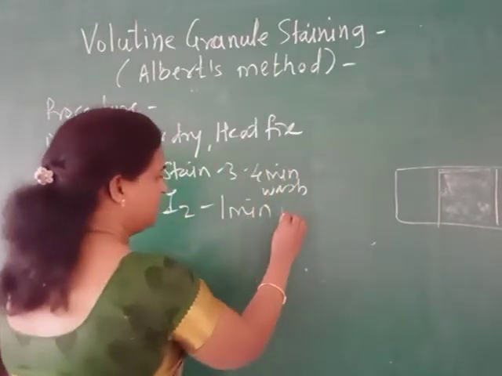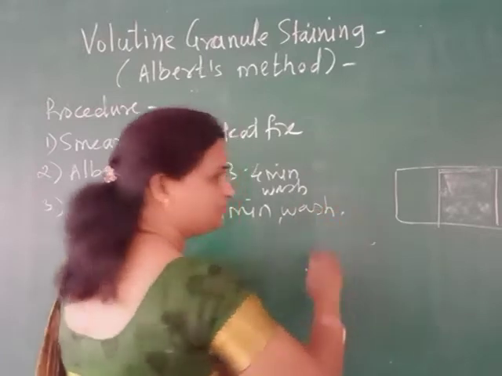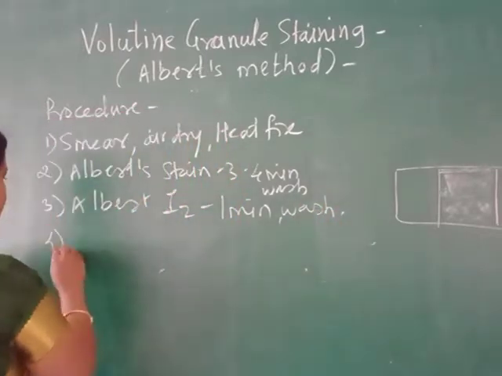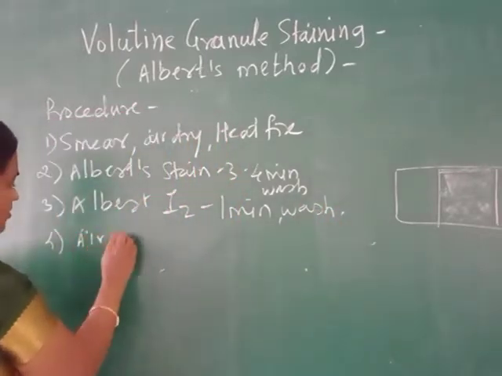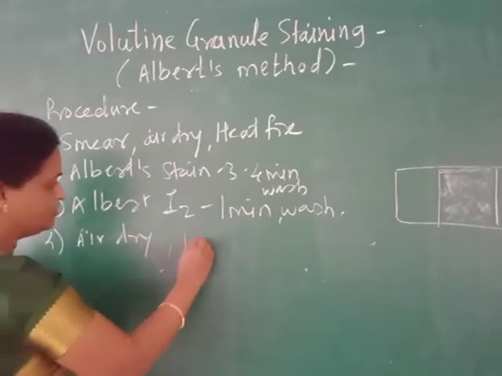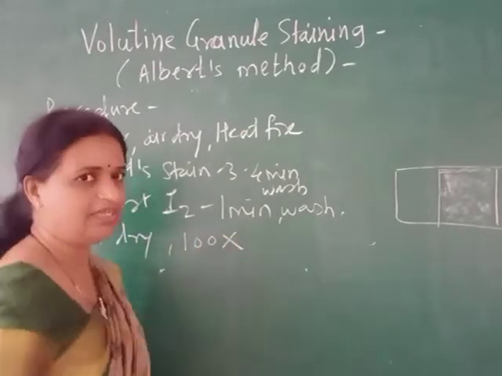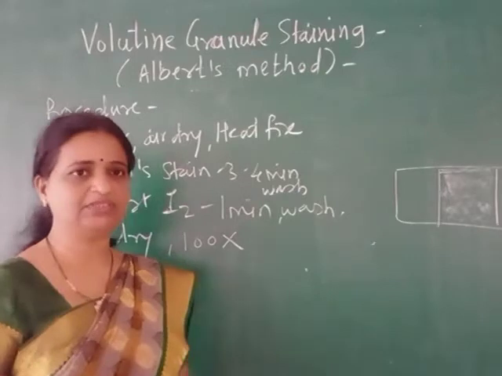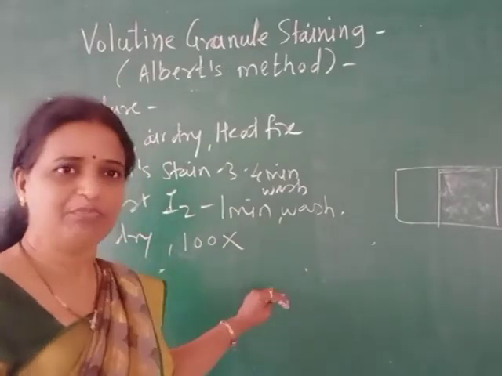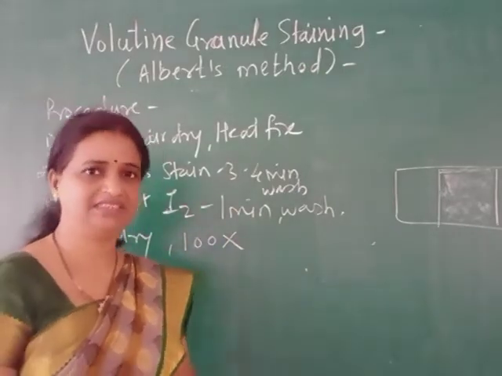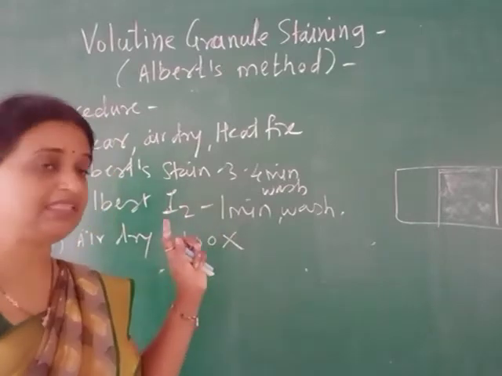After 1 minute, again give the gentle washing to the slide, and finally air dry or blot dry the slide and observe under the 100x oil immersion objective of the microscope. So this is the simple procedure behind Albert's staining. Only 2 steps are there.